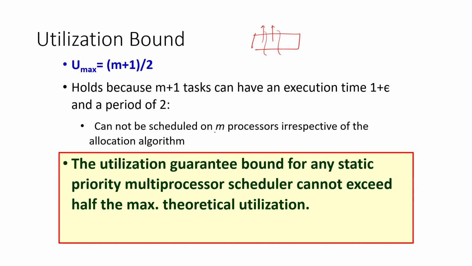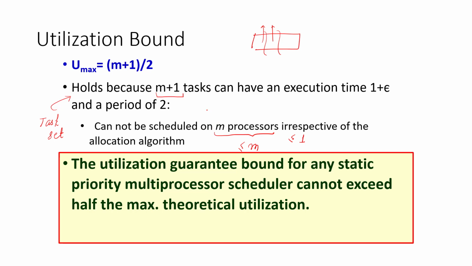So let's start with the assumption, the setting is we have M processors. Given the fact that the utilization of any processor is less than or equal to 1, the combined utilization of the M processors is less than or equal to M. All right. So now let's consider our task set. Assume that I have M plus 1 tasks, where again M is the number of processors, and the execution time of each task is 1 plus epsilon.